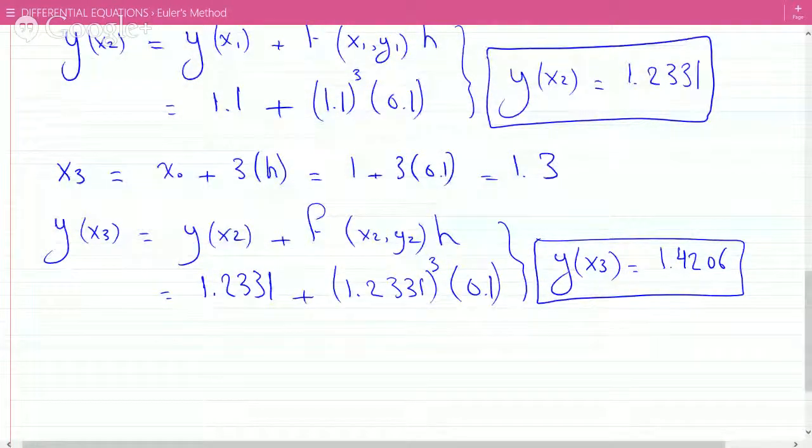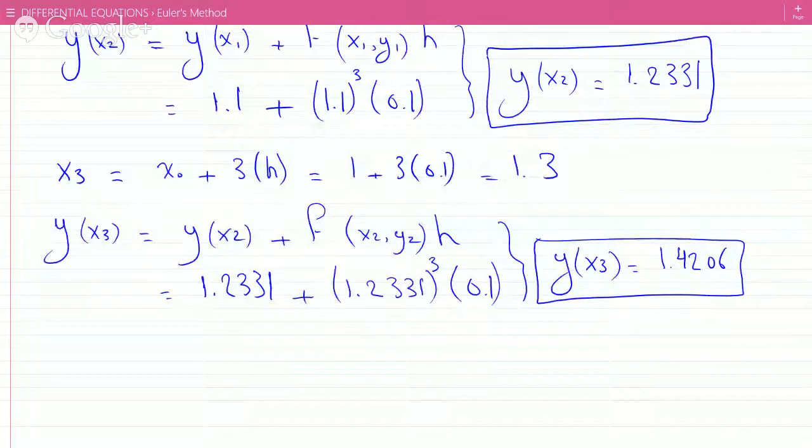Okay, you can see that we are figuring out the y values at different x's by using the differential equation without using the solution of the differential equation. So that's what Euler's method is all about.